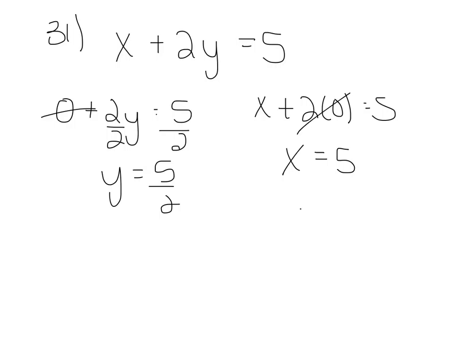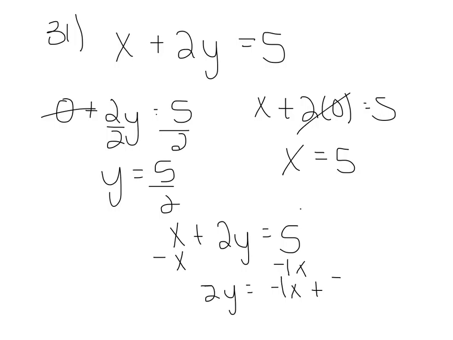So looking through the options, when y is 0 and x is 5, you either have B or C, and then they both have the correct y-intercept. So we do need to find the slope, which will either be negative 1/2 or negative 2. So I need to write my original equation in slope-intercept form to identify that. I need to subtract x, or 1x, and I have 2y is equal to negative 1x plus 5. Divide by 2, so my slope is negative 1/2, so then that means B is the correct answer.